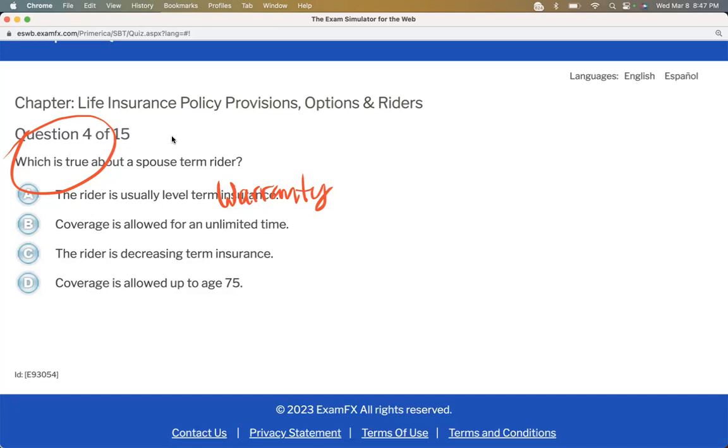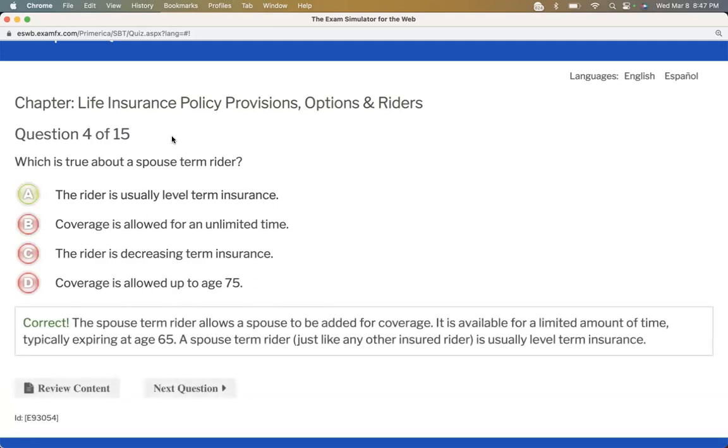Next one. Which is true about spouse term rider? Spouse term rider. B? Coverage alone. I'm going to go with A. It is a level term insurance. There it is. Screenshot that. So B sounds like A too, right? Coverage is allowed for, oh no, it says unlimited. Nope, it's definitely limited.